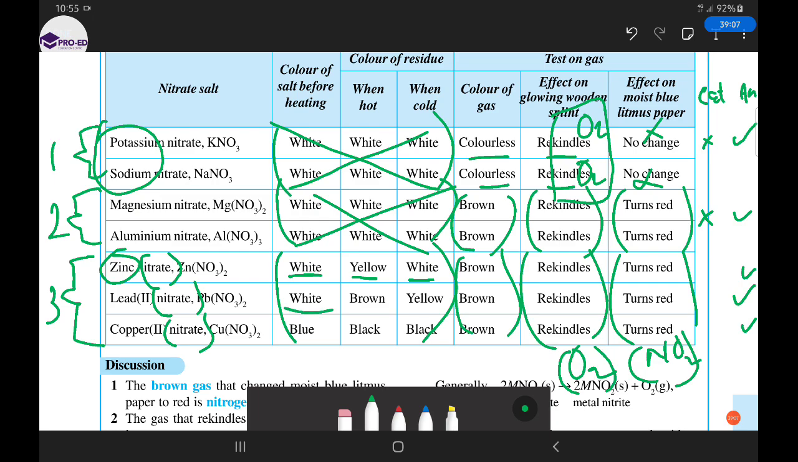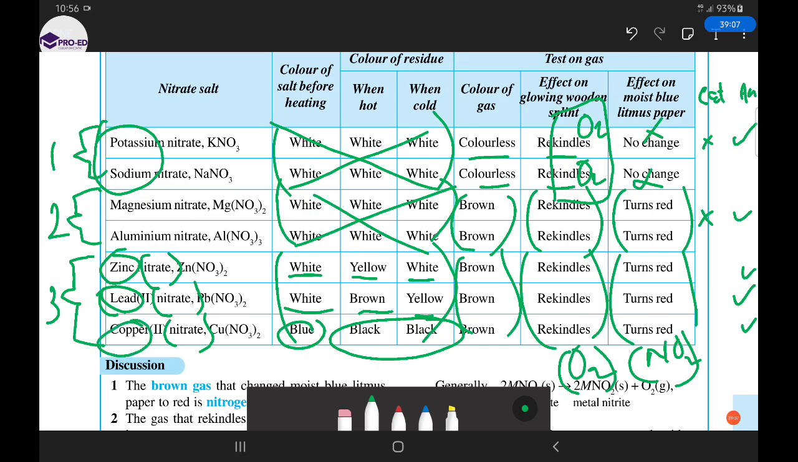The other one, white originally, but the metal oxide produced as residue after heating was brown when hot, yellow when cold, and that indicates that what? It is lead oxide, right? The last one was a blue color salt before heating. It became black, didn't matter hot or cold, just black color. That indicates it is copper ion.